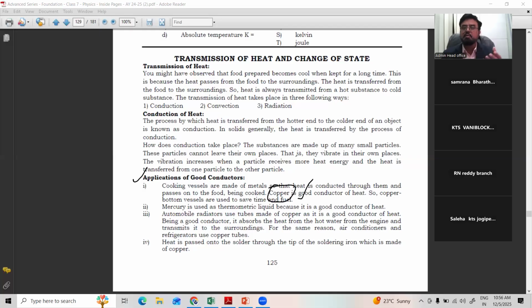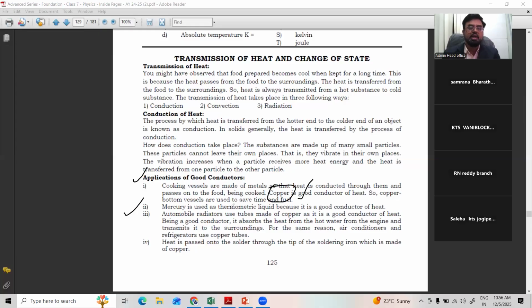We cannot use copper directly because it is a little costly. In olden days they used copper, but now we use aluminum or stainless steel, with a copper bottom. Because the copper bottom is a good conductor of heat, it absorbs heat very fast and makes the food cook very quickly, and it saves fuel also.